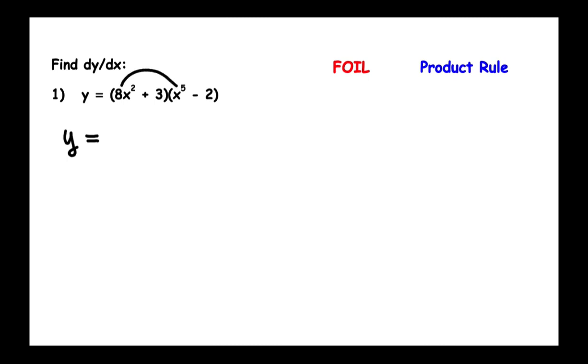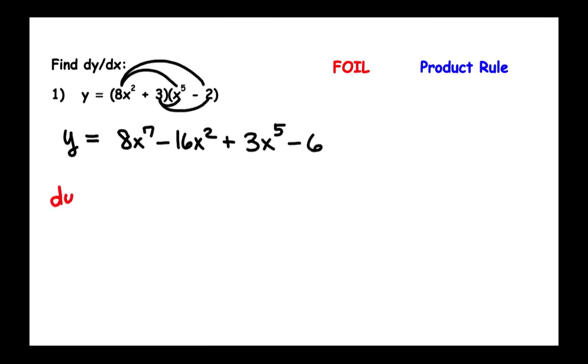Rewriting the original problem, we have 8x to the 7th minus 16x squared plus 3x to the 5th minus 6.